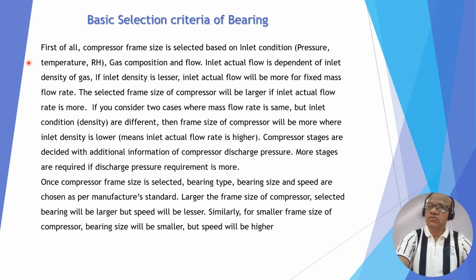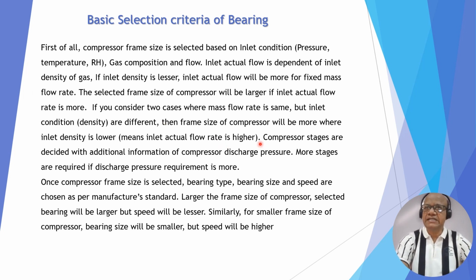And what is inlet actual flow? Inlet actual flow is equal to mass flow divided by density. That is why, if the inlet density is lesser, inlet actual flow will be more, because it is mass divided by density. For a fixed mass flow rate, the selected frame size of the compressor will be larger if inlet actual flow is more. So if you consider two cases where mass flow rate is the same but inlet conditions, that means densities, are different, the frame size of the compressor will be larger where inlet density is lower, because inlet actual flow will be higher. So this is how the compressor frame size is selected.